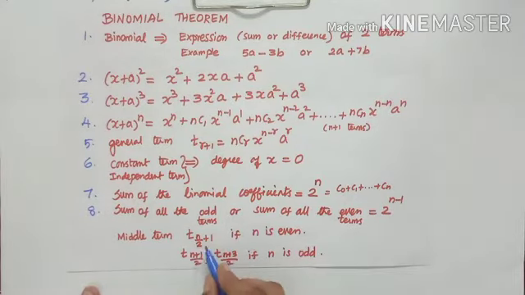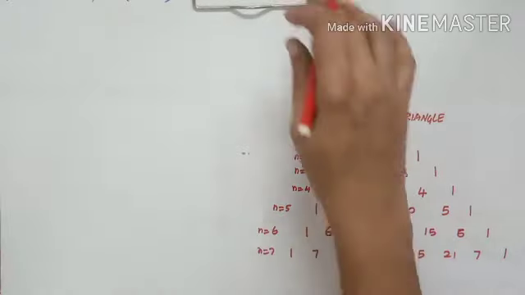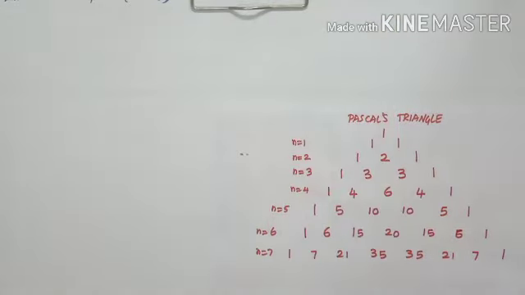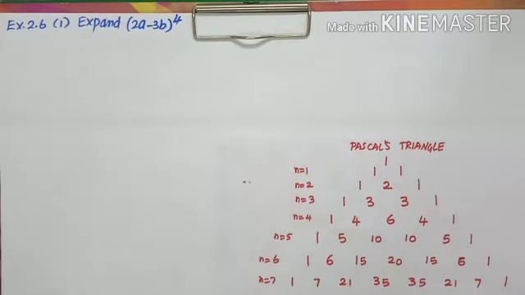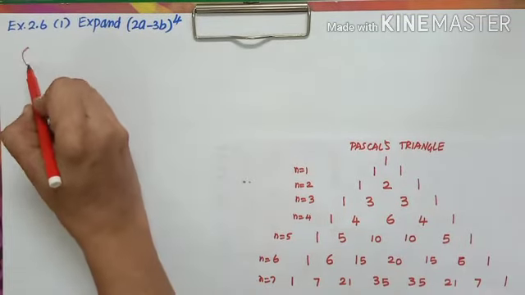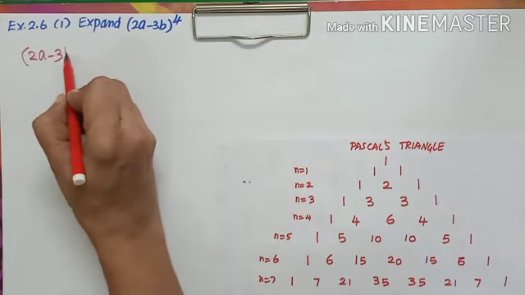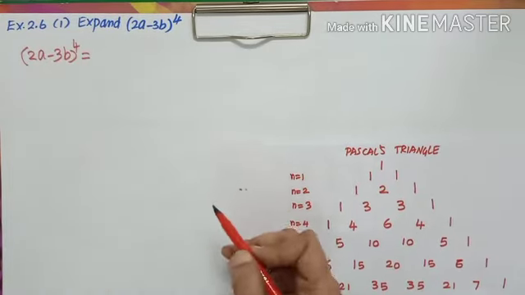Exercise 2.6, question number 1. Expand (2a minus 3b) the whole power 4. How to expand it? Let us remember the binomial expansion. (2a minus 3b) the whole power 4.